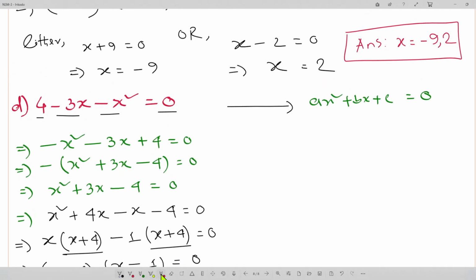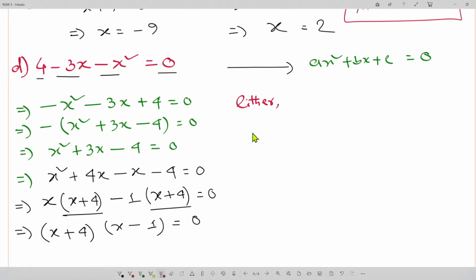Now we can write either x + 4 = 0, so once we subtract 4 from both sides we will get x = −4, or we can write x − 1 = 0.